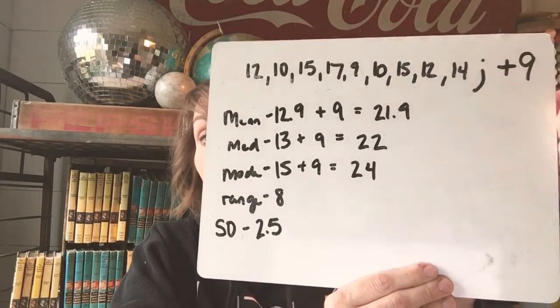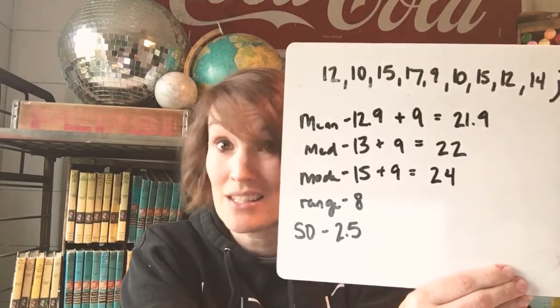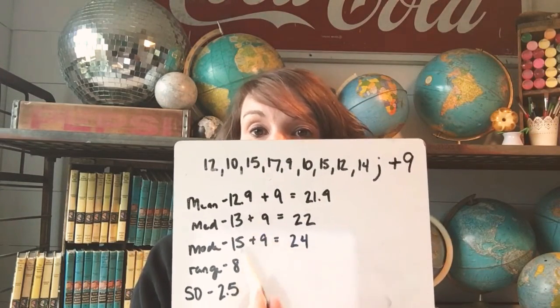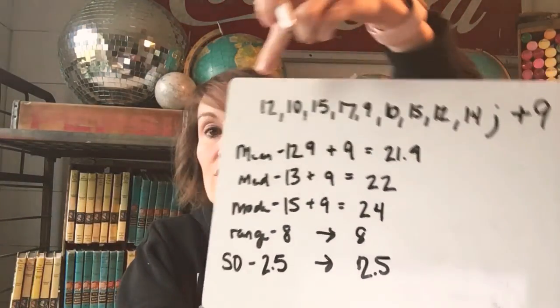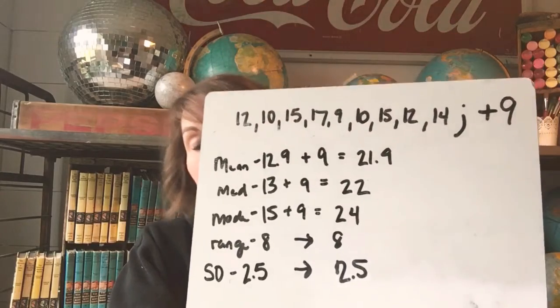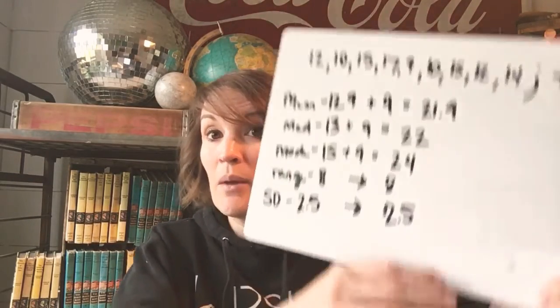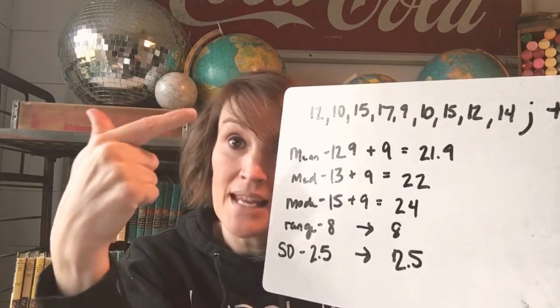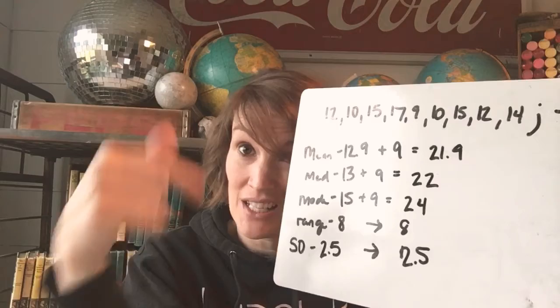When we're adding, the range and the standard deviation do not change at all. So here's the difference. Here it is before and after. Standard deviation and range did not change. They stayed the same. So there's the first set of data, and there's what happened when I added 9. Again, remember when you're adding or subtracting, which is just the same as adding, your mean, median, and mode change, but your standard deviation and your range do not.